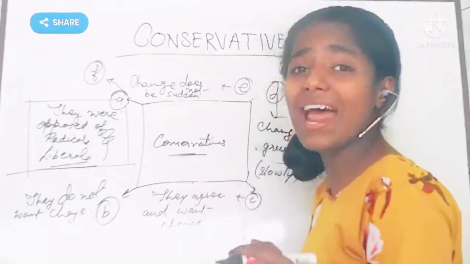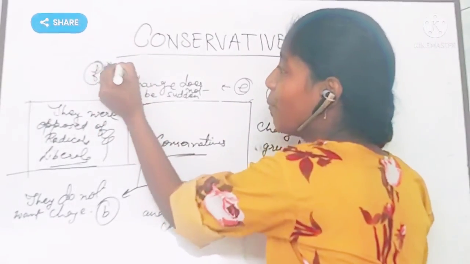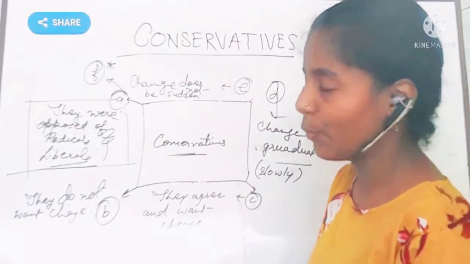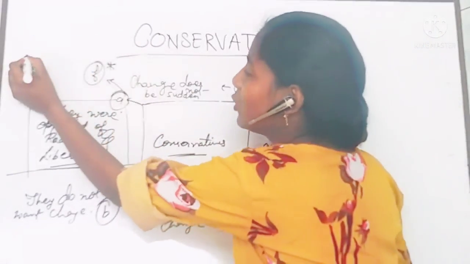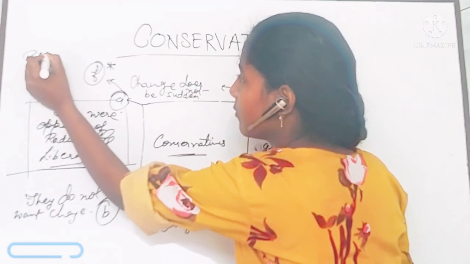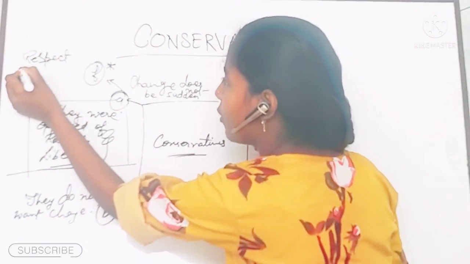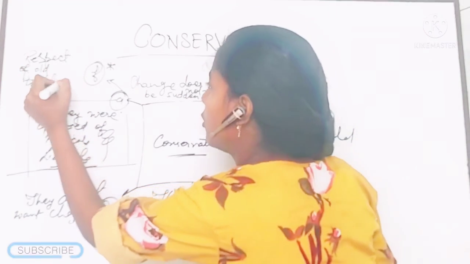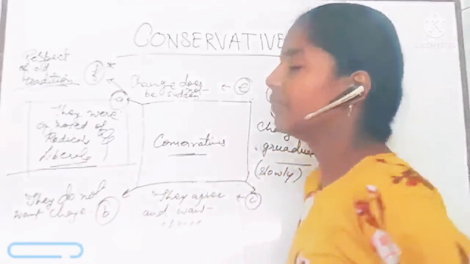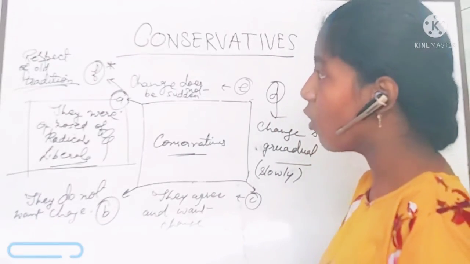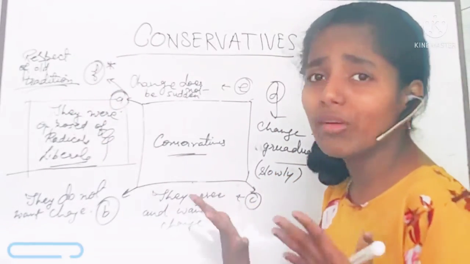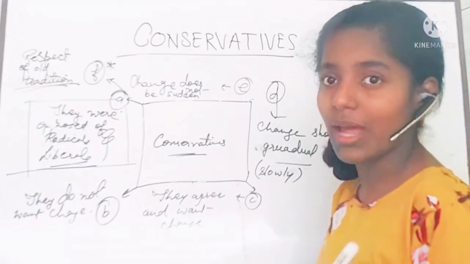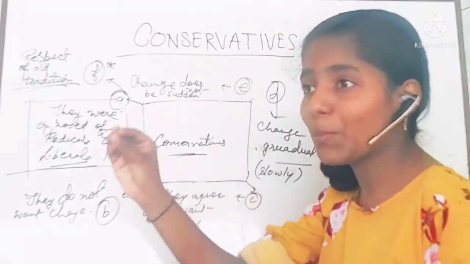And the very star point, which if you write it plays a very good role, what could that be? That there should be respect of old tradition. There should be respect of old tradition. Old tradition means, if the people are bringing changes, they need to be gradual, but the people need to have respect for the conservatives.